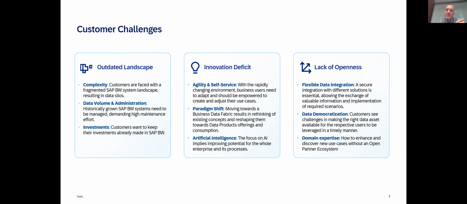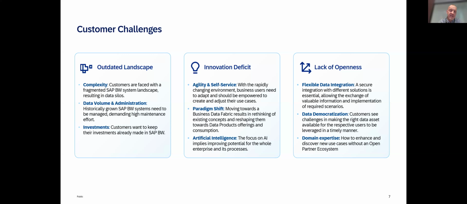So maybe in a nutshell, the first box talks about a fragmented landscape, a high-maintenance landscape as well, historically grown for a lot of customers, right? But also a lot of investment has been made in that, and customers would like to leverage some of the investment. Not all of it is still valid. Some of it is there for historical reasons and could potentially be archived, but they would most certainly like to leverage some of the investments they've made over the years.